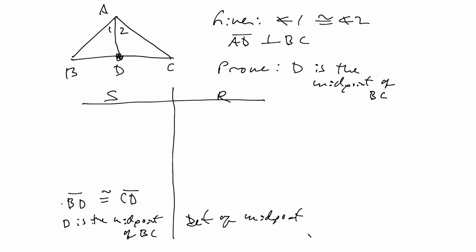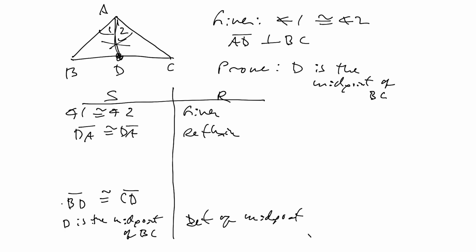But why is BD congruent to CD? Well, that's where we build up from the beginning now with two-column proof. Angle 1 is congruent to angle 2, that's given. There's only two triangles in this picture, so I must be working towards proving those two triangles congruent. They share side DA, reflexive. So now I have this.